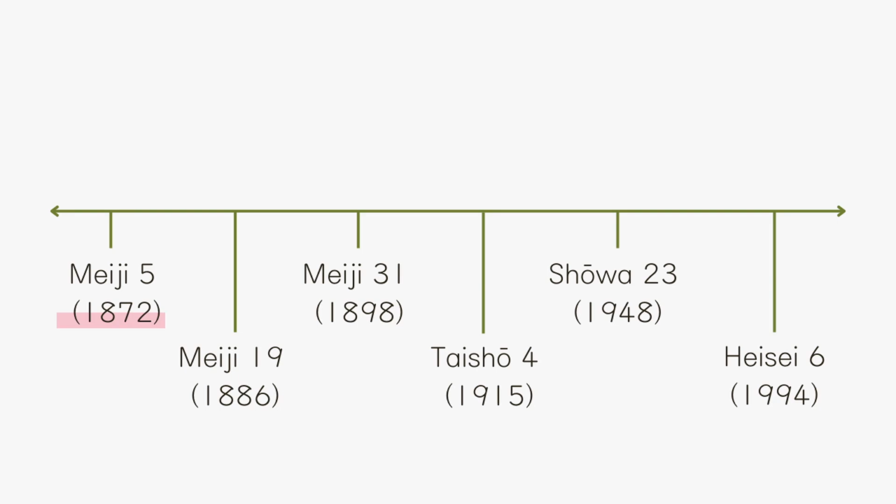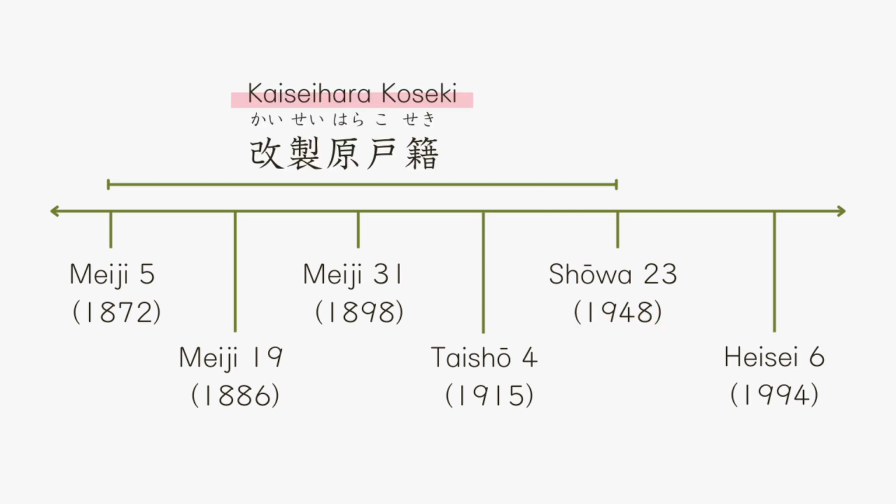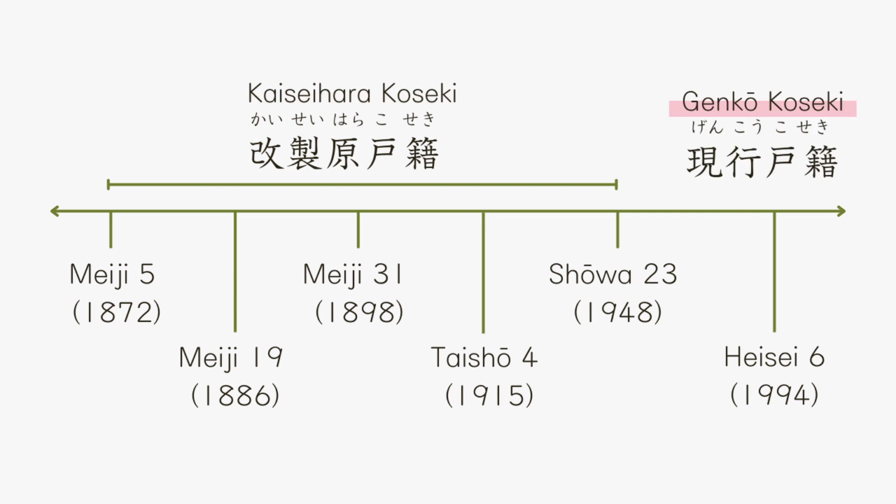Like I mentioned earlier, when a new type of koseki is implemented, the previous format becomes a Kaiseihara koseki. That's why today, all 5 of these older versions of koseki from 1872 or Meiji Year 5, 1886 or Meiji Year 19, 1898 or Meiji Year 31, 1915 or Taisho Year 4, and 1948 or Showa Year 23 are all Kaiseihara koseki. The newest version, the Genko koseki, is the 1994 or Heisei Year 6 style. And with that, you now know about all the different types of koseki and how they each came to be.